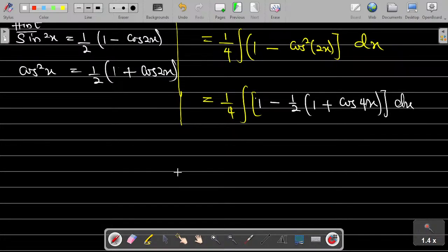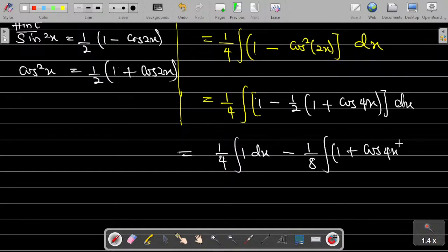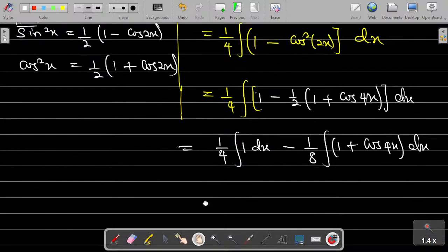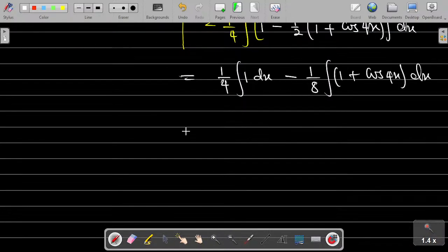Okay, so what do we have now? We can open the bracket if we want and split this into two integrals. So this will be 1 over 4 integral 1 dx minus this one multiplying this will now become 1 over 8. So we have 1 over 8 integral of 1 plus cos 4x, and then dx. All right, so at that point we can now do the integration.